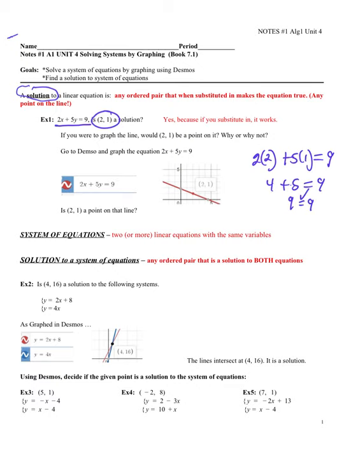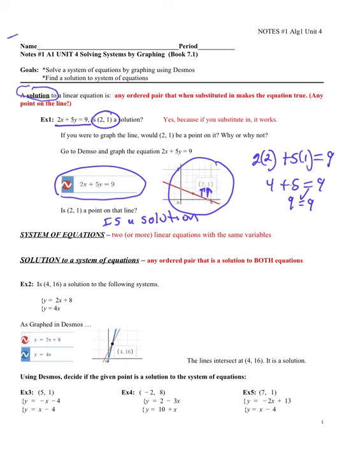Then we can also double check this or approach it from a different angle. We can put the equation in Desmos. And you can see when you graph it on Desmos that (2, 1) is a point on that line. Hence, (2, 1) is a solution.